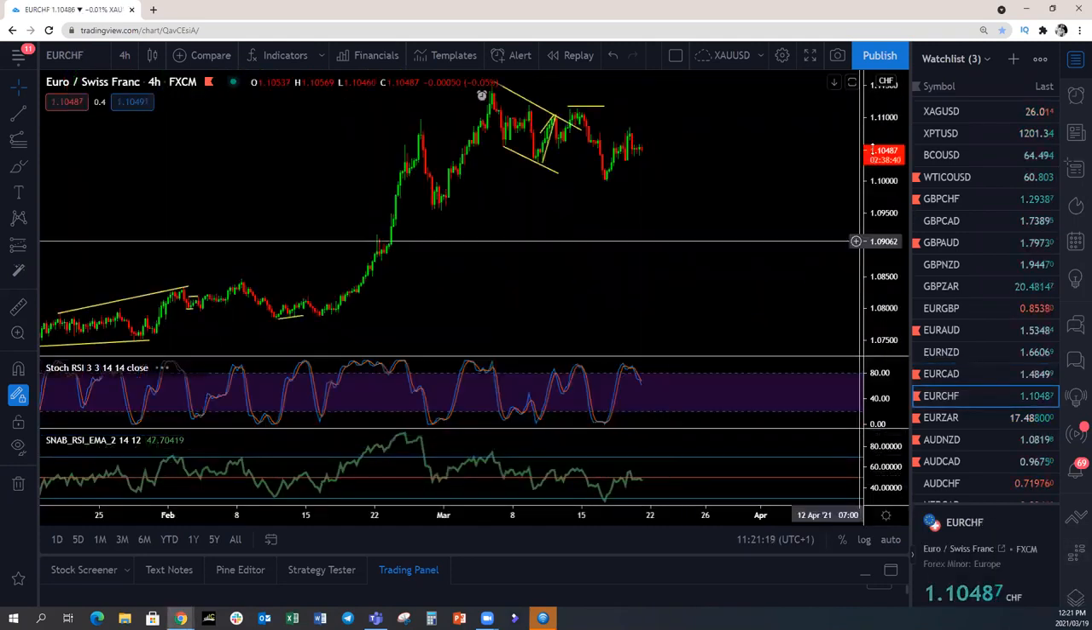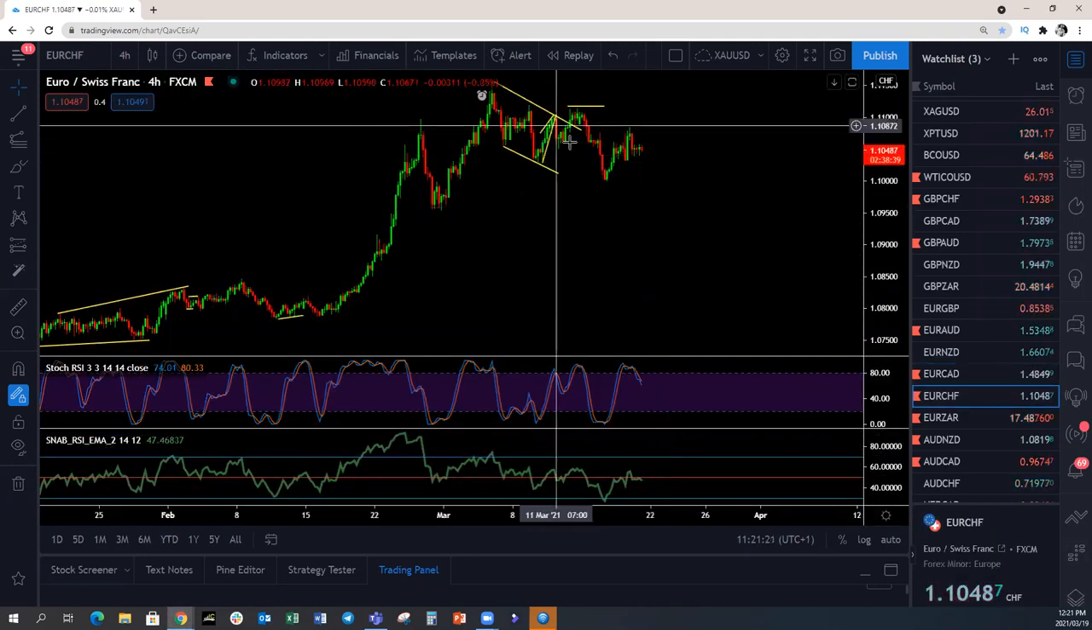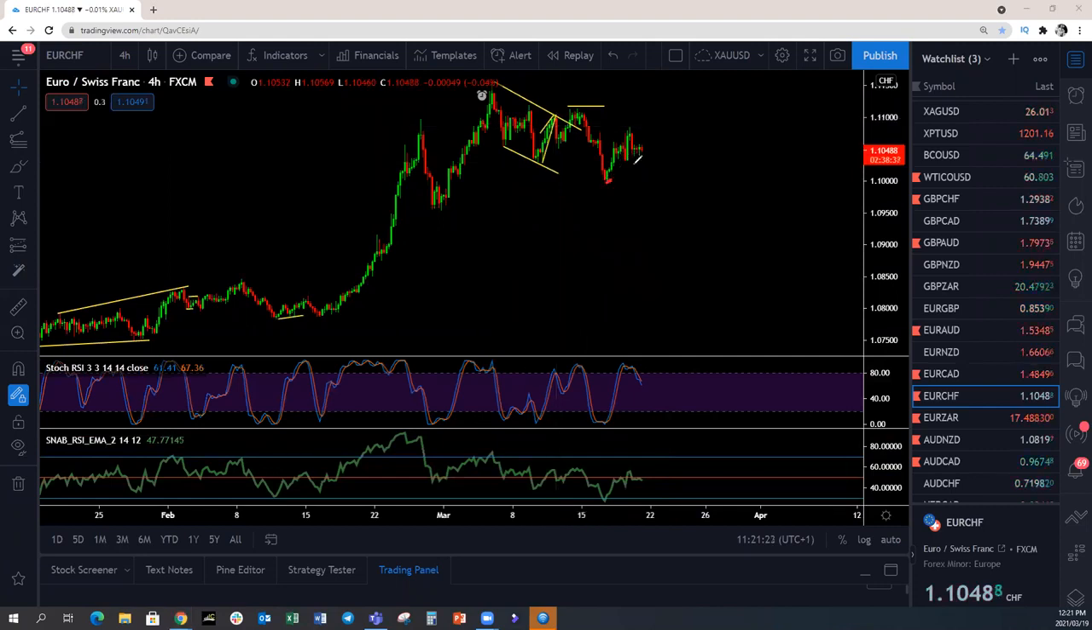EuroChief set up for downside. It's not breaking up higher. We're going to see this continue to the downside. We are at the top. We are below 50. We're going to see this one continue downside.